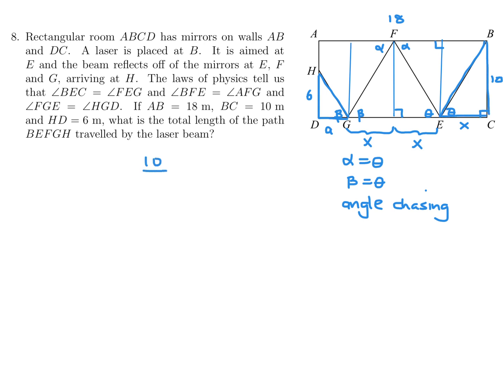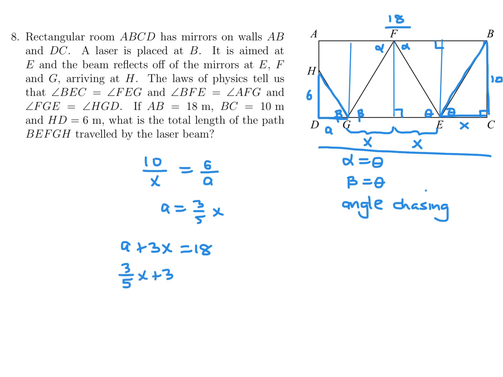And that is that 10 over X is equal to 6 over A. And that basically means that A is equal to 3 over 5 X. So now we add up these guys. We've got A plus 3X, and that is equal to 18. It's the same as up there. And then A is equal to 3 over 5 X. So 3 over 5 X plus 3X is equal to 18. So 18 over 5 X is equal to 18, so X is 5.